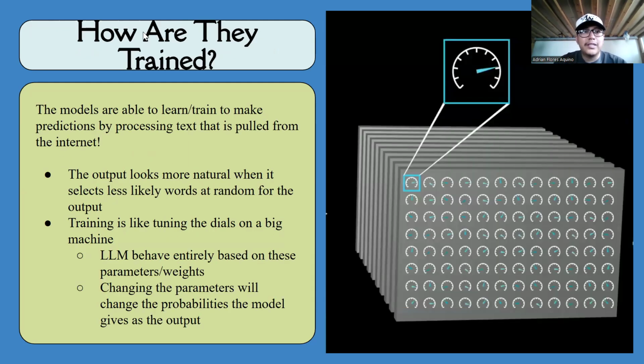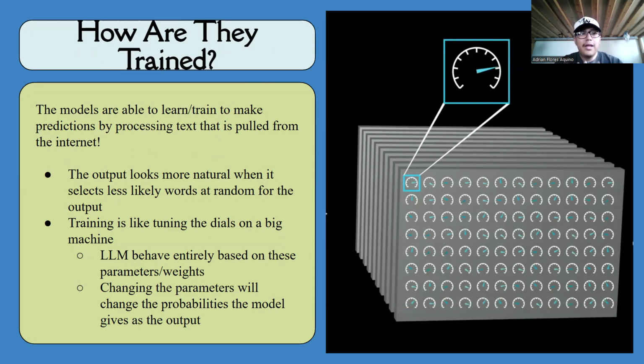So how are they trained? How do they learn? In order to do so, it processes all the text that is pulled from the data. It could be books, articles, websites, anything that is readable, and it is given to the language model. And the output looks more natural when it selects some of the less likely words to be predicted, which allows it to sound more like a human rather than a robot.